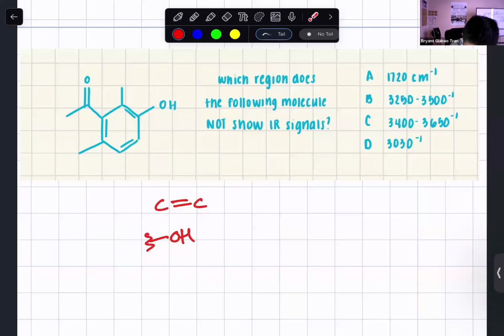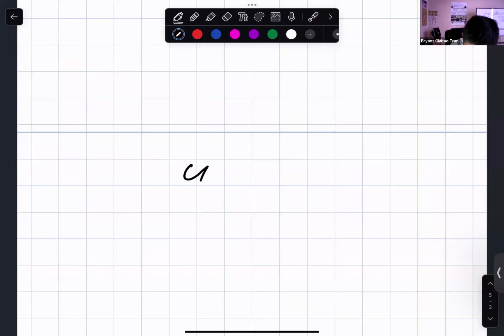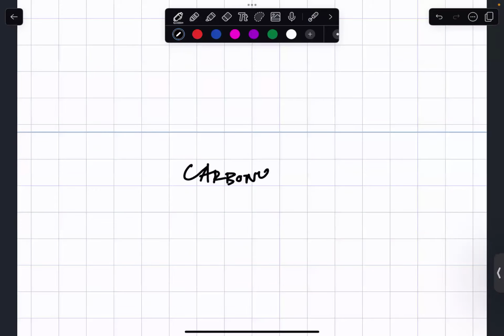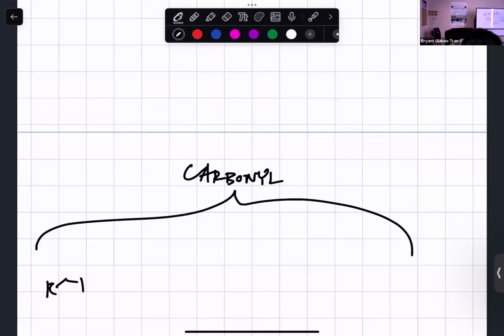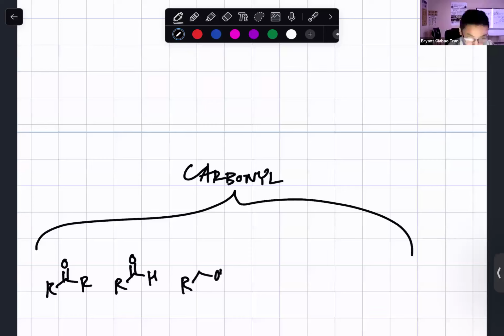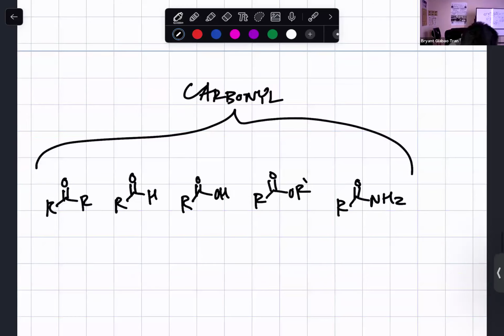When we think about carbonyl, there's a lot of carbonyls. Carbonyl is a big umbrella term for a lot of things. An aldehyde is when we have a carbonyl sandwiched with a hydrogen hiding. A ketone has one R group on each side. An acid is when we have an OH next to that carbonyl. An ester is going to be an OR group next to the carbonyl. An amide is going to be NH2 or NR2 or NRH next to the carbonyl.